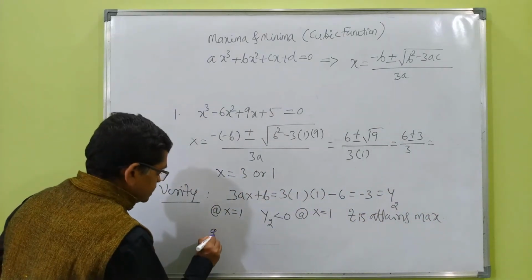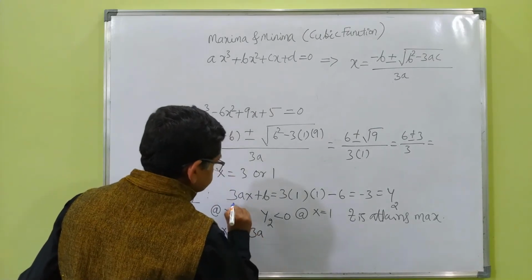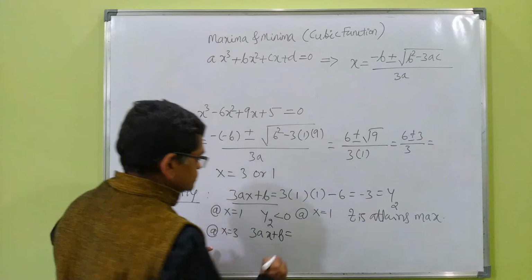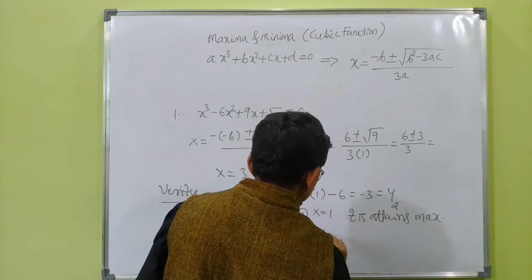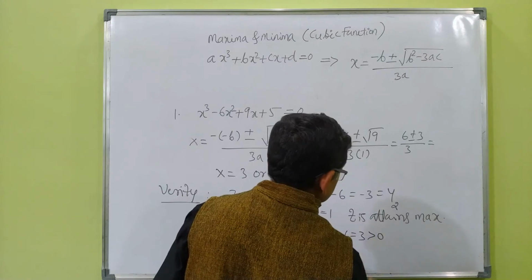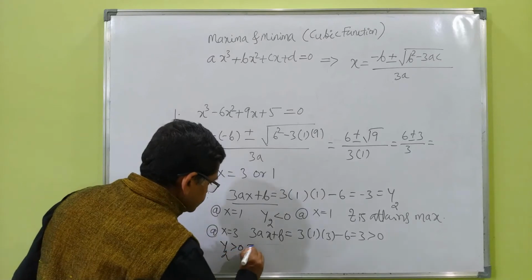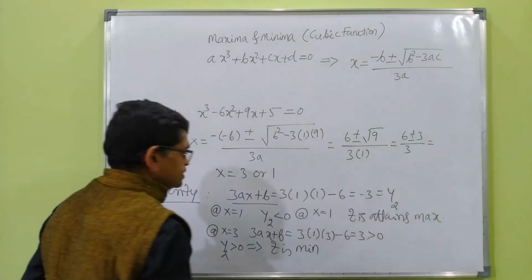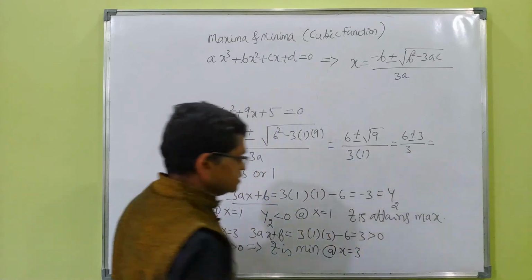and at x is equal to 3, this function you have to remember, 3ax plus b is equal to 3 into 1 into 3, x is 3, b is minus 6, is equal to plus 3, that is positive. So y2 is positive, implies f is minimum. F attains minimum at x is equal to 3.